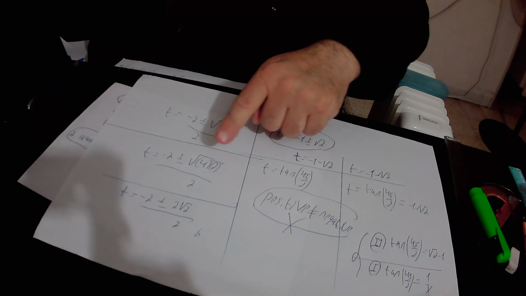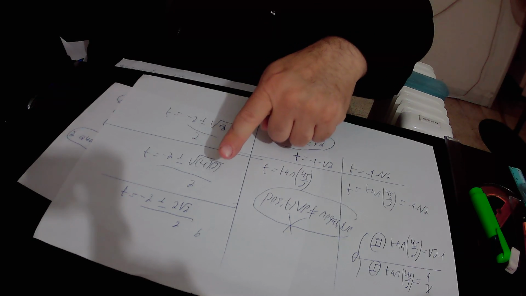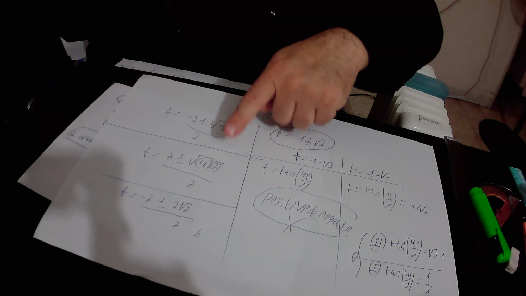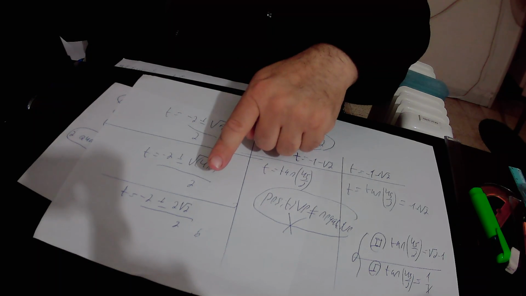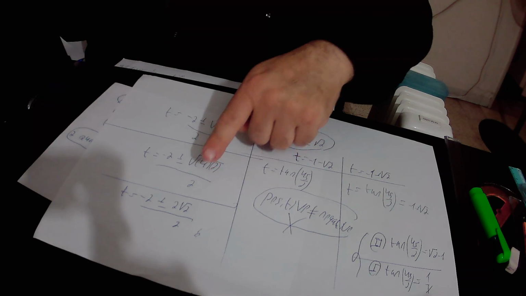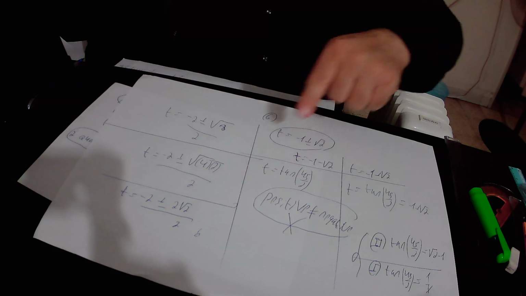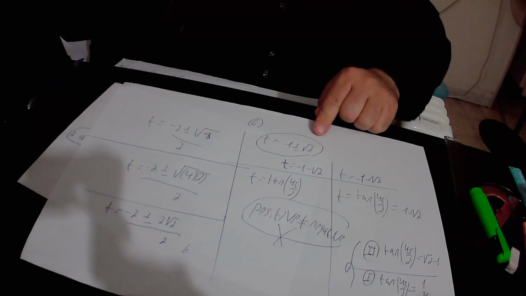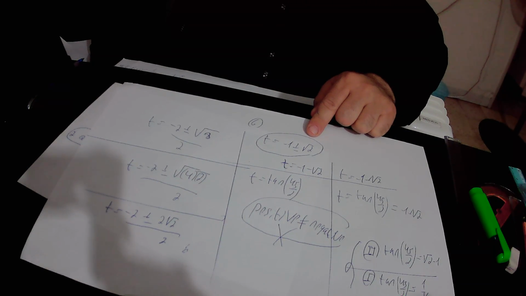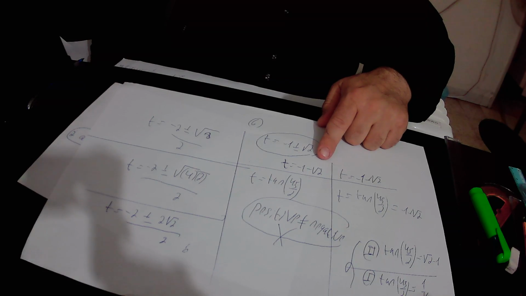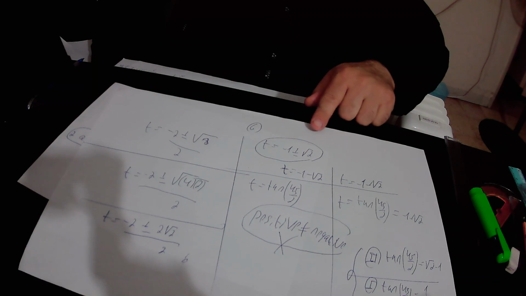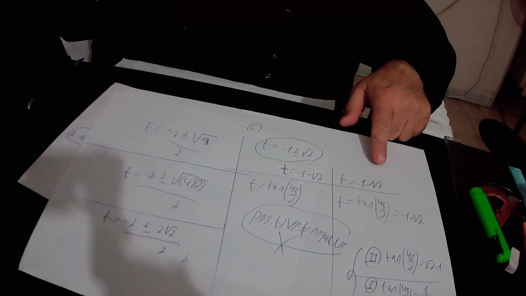The square root of 4 is 2, so inside the root we are left only with 2. So in total t equals minus 2 plus minus 2 times the square root of 2, over 2. Minus 2 over 2 is minus 1, and 2 over 2 is 1. So in total t equals minus 1 plus minus the square root of 2. So here we have two possible solutions for t. The first solution is t equals minus 1 minus the square root of 2, and the second solution is t equals minus 1 plus the square root of 2.